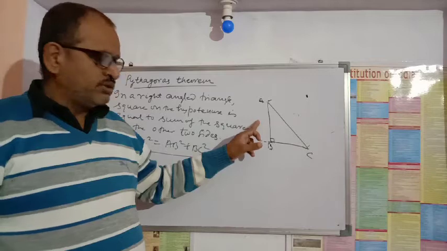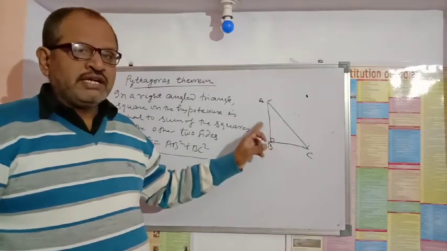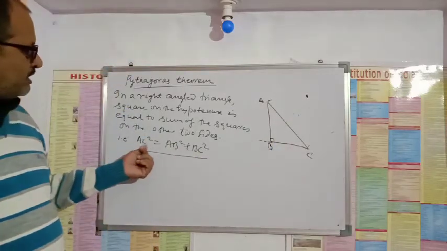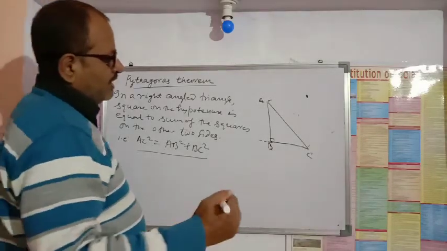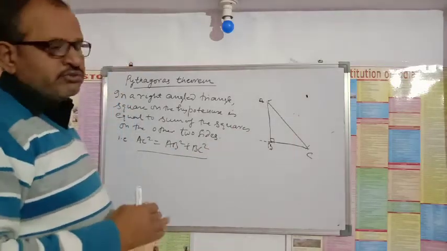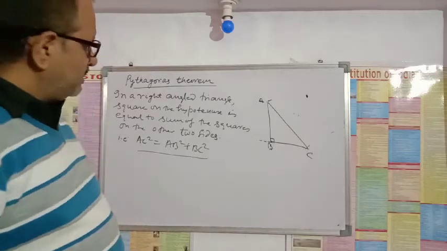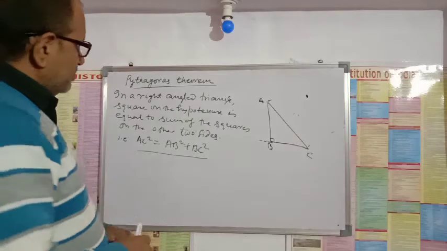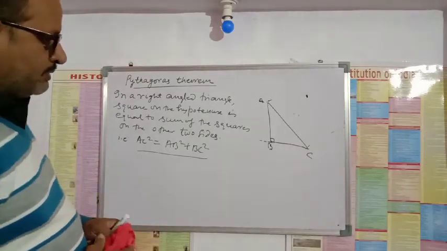Pythagoras theorem is used in a right angle triangle. If two sides are given, two sides are known, then the third side we can calculate by using the Pythagoras theorem. So if any two sides in a right angle triangle are known, then we can find the third side using the Pythagoras theorem. So this is the statement. Now we have to prove this Pythagoras theorem.